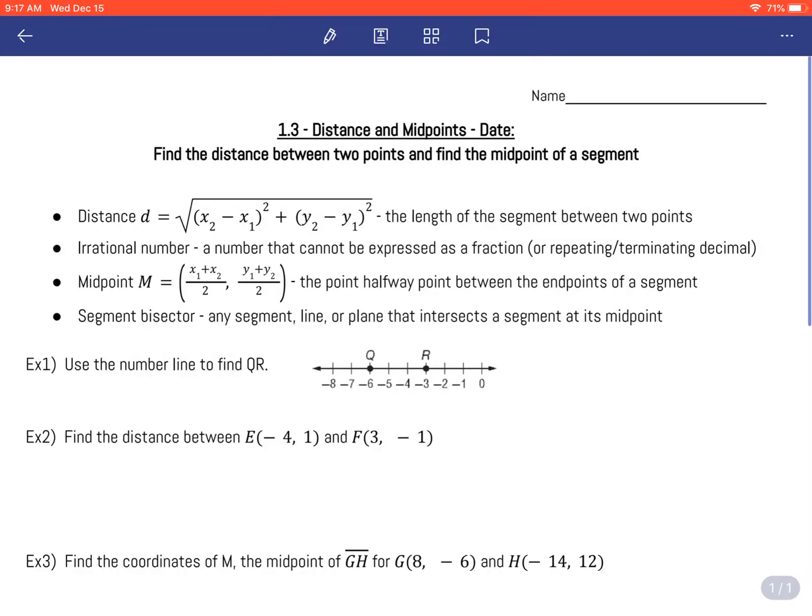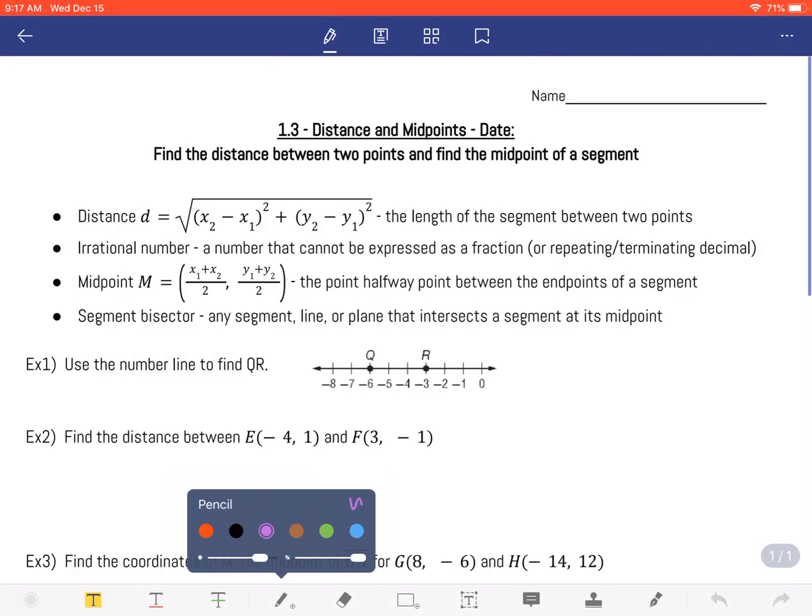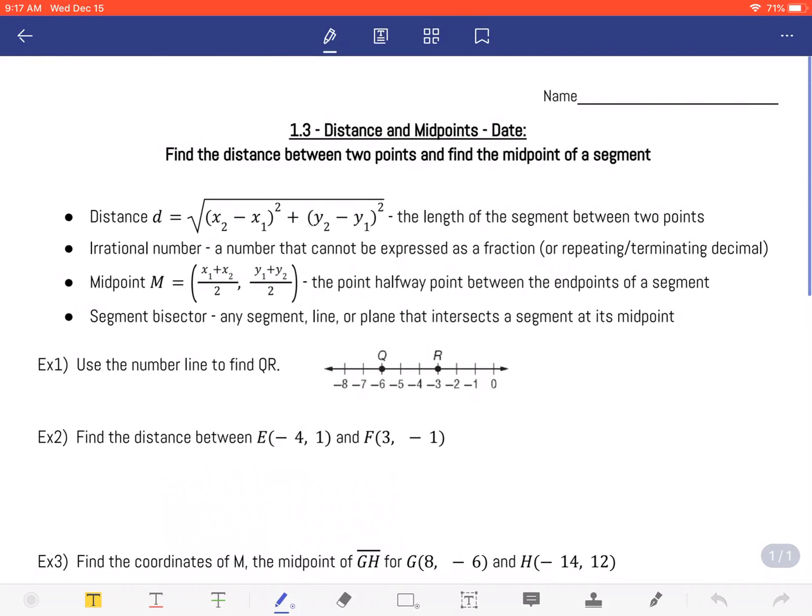And then a segment bisector, any segment or line or plane that intersects a segment at its midpoint. So whenever you hear the word bisector, you have to think that means cut in half. So the first one says use the number line to find the length of QR. We're just looking at how far apart these 2 points are from each other. That is a distance of 3. So that's just on a straight up number line.